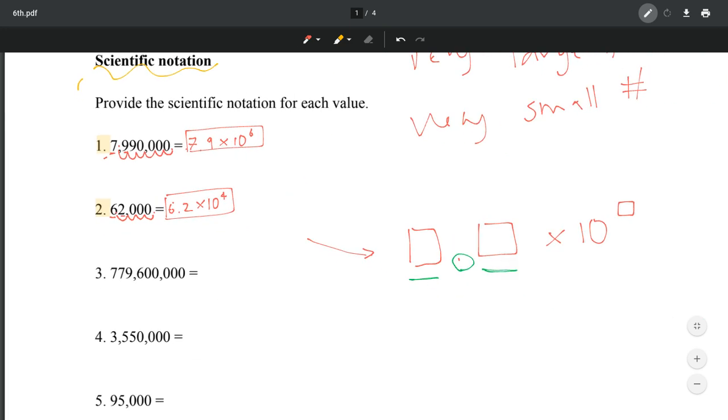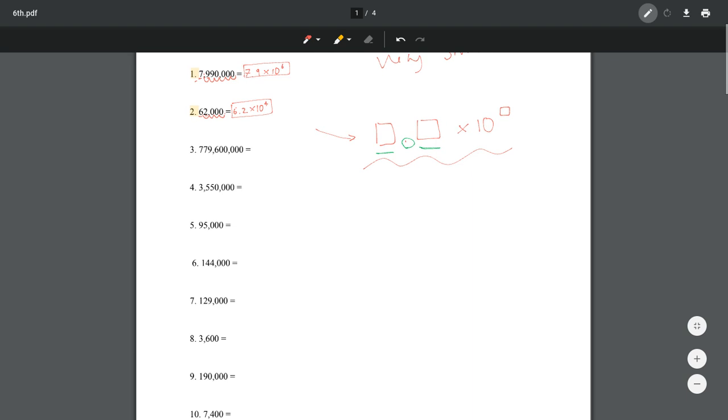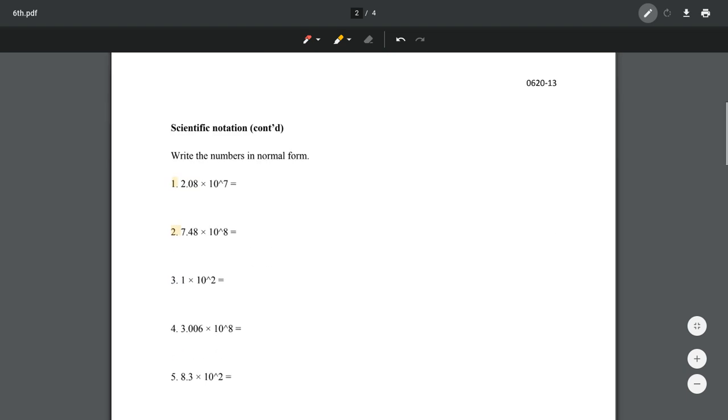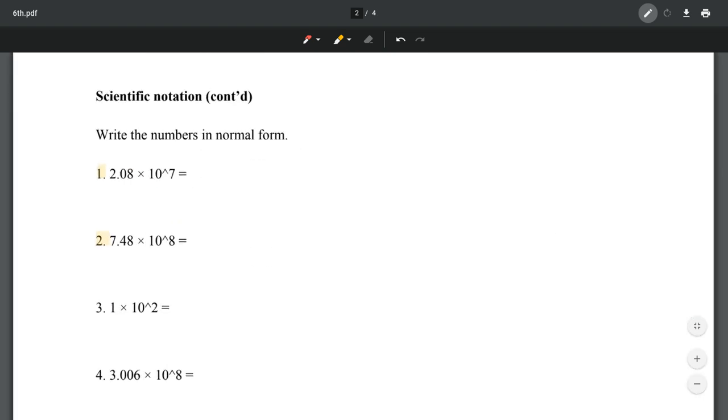Hopefully it's not too confusing. So just follow this form and give the rest of the questions a try. Now let's move on to the next page.